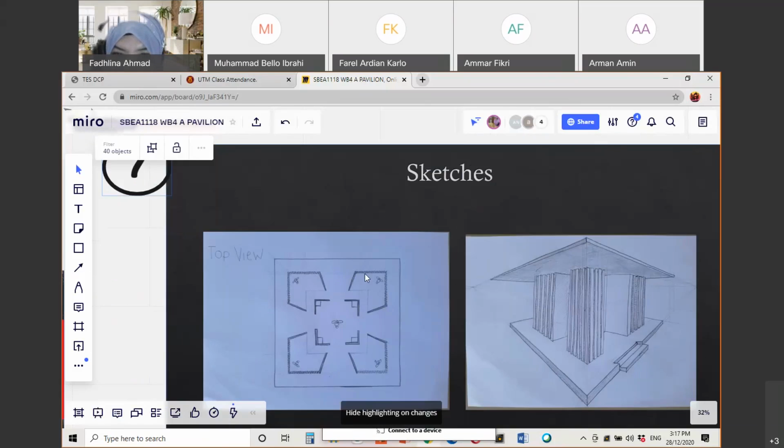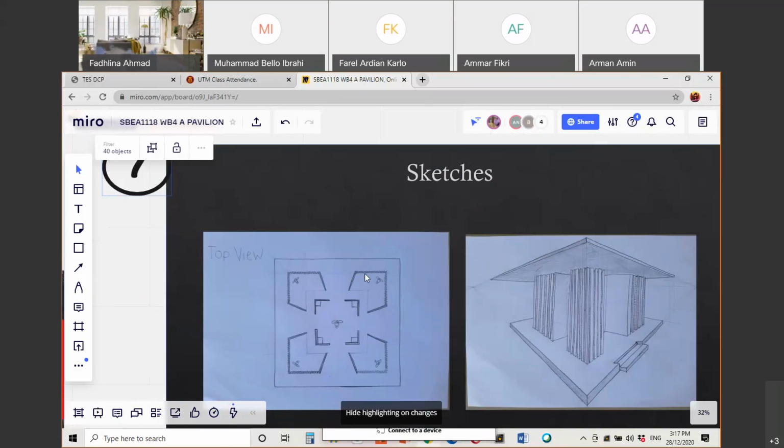Actually, the scale is quite a mistake in the scale proportion there, but the view will feel like this.